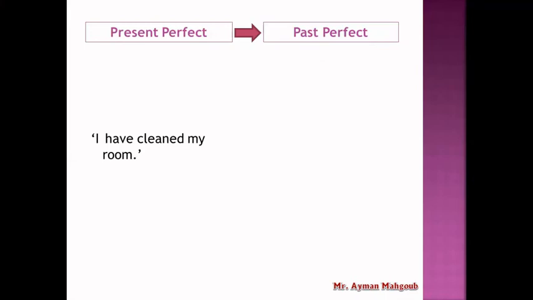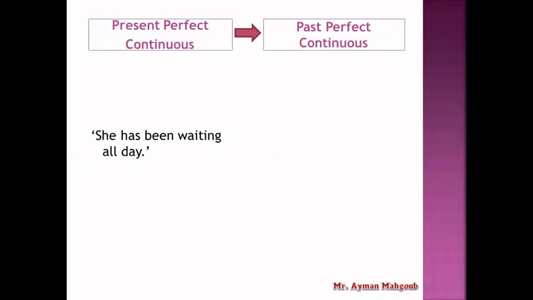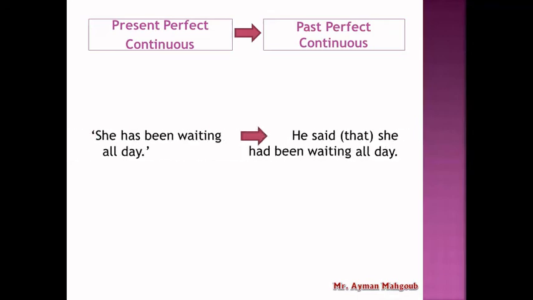The present perfect becomes past perfect. "I have cleaned my room." He said that he had cleaned his room. By the way, we do not change the gerund, the verb plus ing, or the past participle. So have changed or has changed becomes had changed. The present perfect continuous becomes also past perfect continuous. "She has been waiting all day." He said that she had been waiting all day.